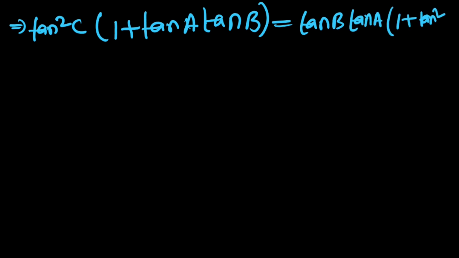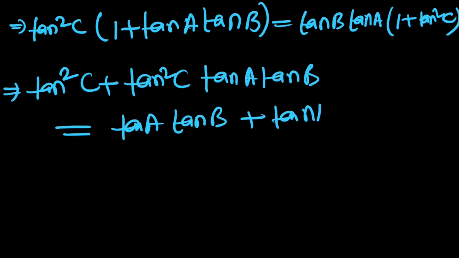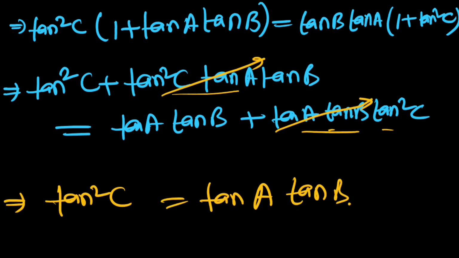This implies now we break all those terms and simplify it. Tan square c plus tan square c tan a tan b is equal to tan a tan b plus tan a tan b tan square c. On both sides tan a tan b tan square c is common, so these two terms are cancelled. Therefore we got tan square c is equal to tan a tan b. This is the final expression.